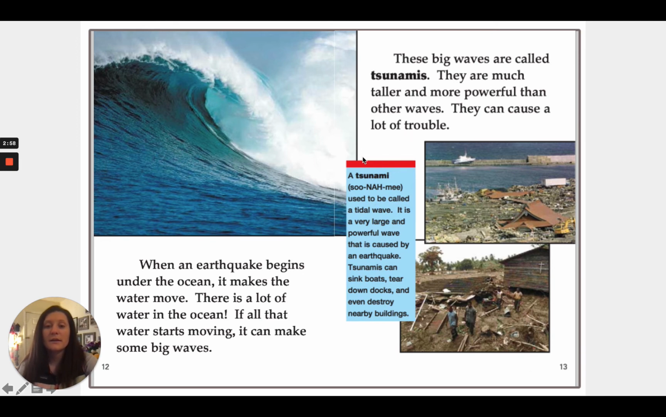And then here in this box, it says a tsunami used to be called a tidal wave. It is a very large and powerful wave that is caused by an earthquake. Tsunamis can sink boats, tear down docks, and even destroy nearby buildings.